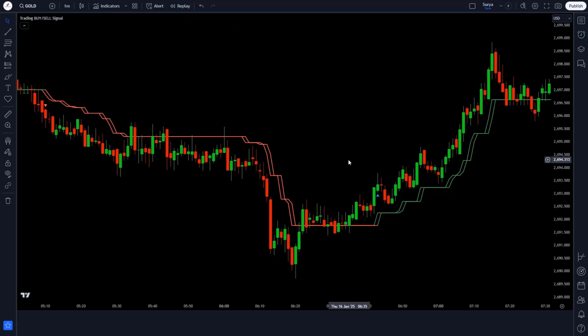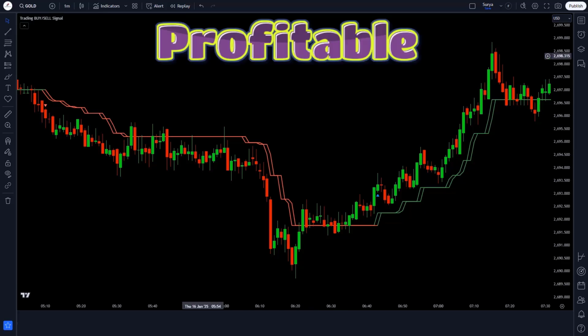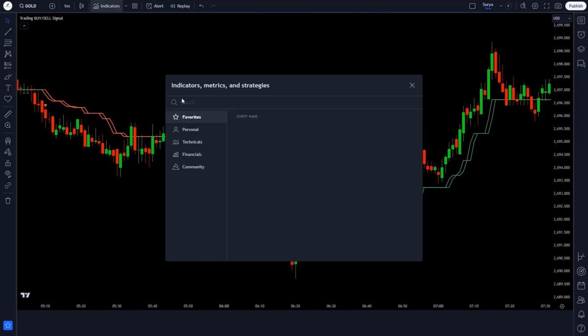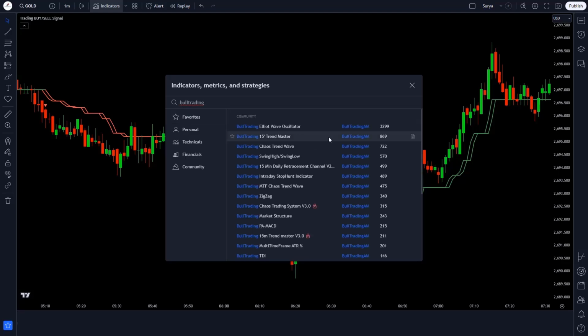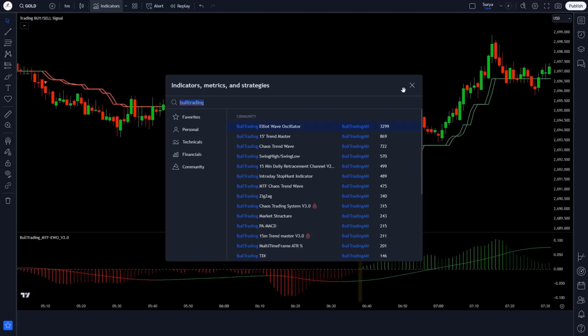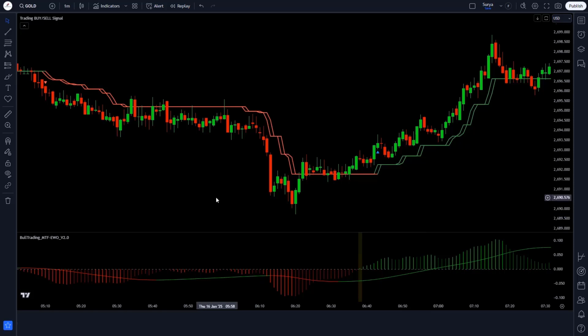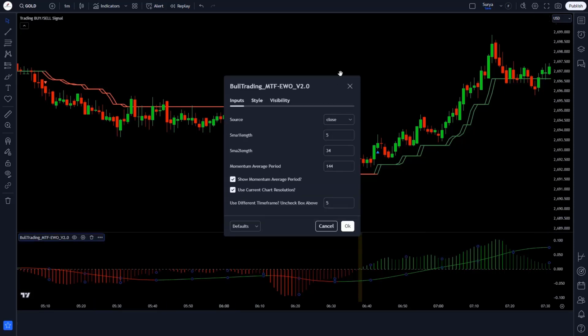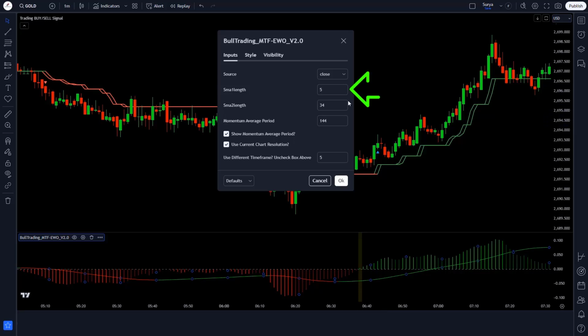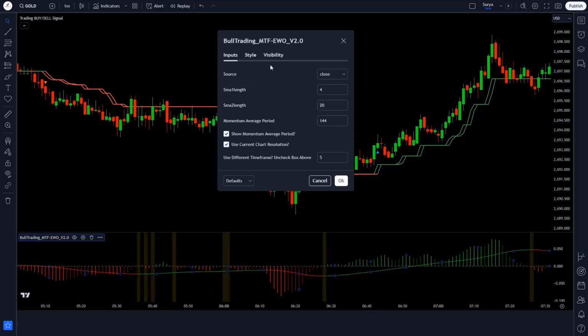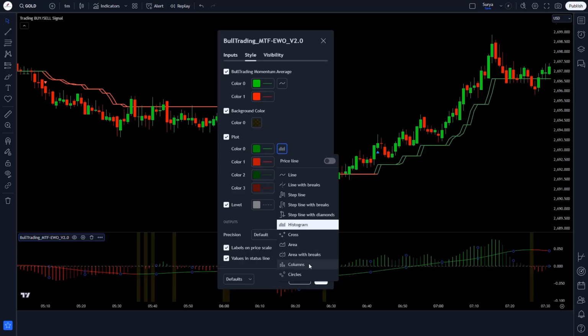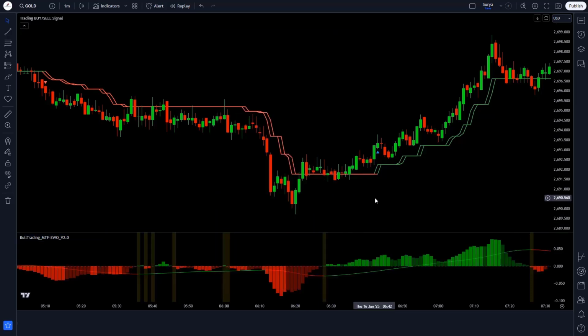Now, let's add another indicator, so that this strategy is more profitable. Let's click on TradingView indicator. Search here, Bull Trading Elliott Wave Oscillator. Add this indicator to the chart. Now click on the settings icon of the Bull Trading Elliott Wave Oscillator Indicator. SMA 1 length has to be changed to 4 instead of 5. SMA 2 length has to be changed to 20 instead of 34. Tap on Style. This setting has to be changed here. This setting has to be saved.